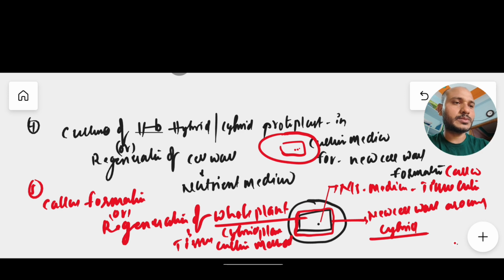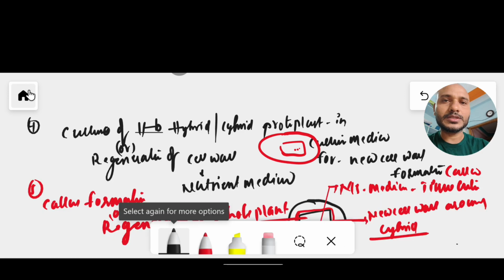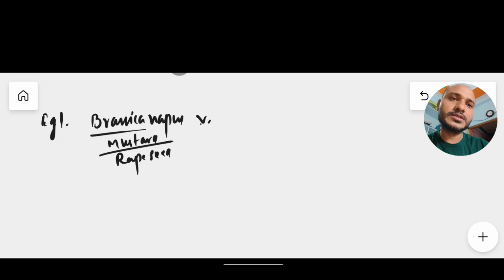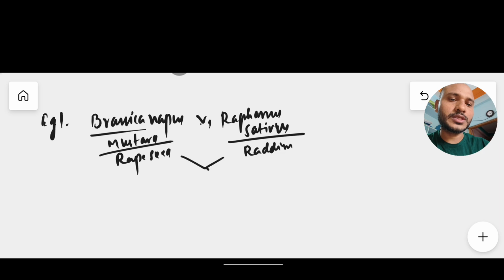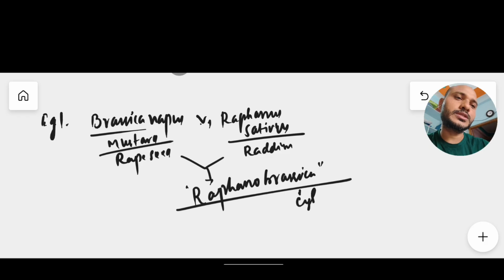Here is one more example for hybrid. Two different species are taken. One is mustard, that is Brassica napus. It is mustard, also called rape, crossed with another plant species, Raphanus sativus, which is simply radish. Together these form a new hybrid plant, that is Raphanobrassica. So it is a newly formed hybrid plant. This is the best example for the hybrid or hybridization process.